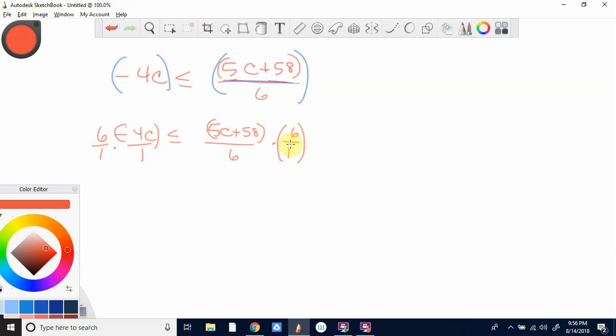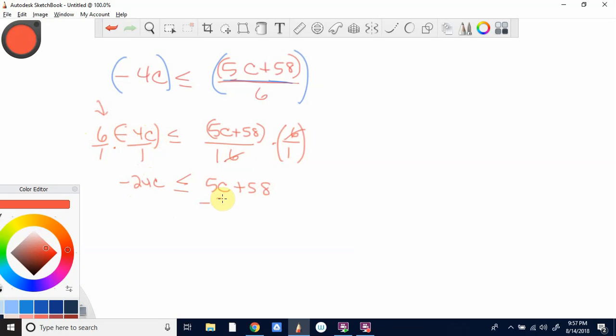Now I multiplied the entire inequality by a positive number, so I don't flip the inequality sign. These two cancel out, and you're left with 5c plus 58. Here, numerator times numerator, even though I have a positive times a negative, I'm not multiplying this term by a negative. This is what I'm multiplying by. It's by a positive. So I don't flip the sign. So make sure you don't get those two mixed up.